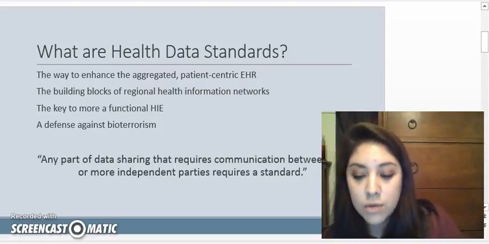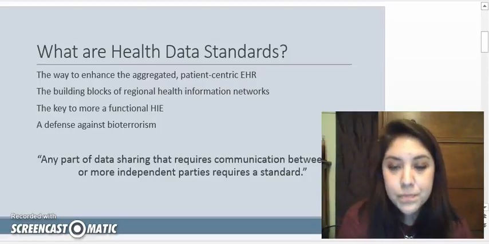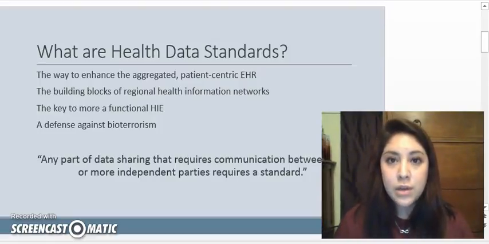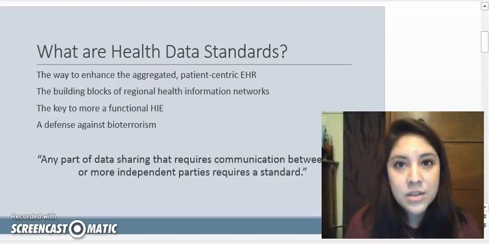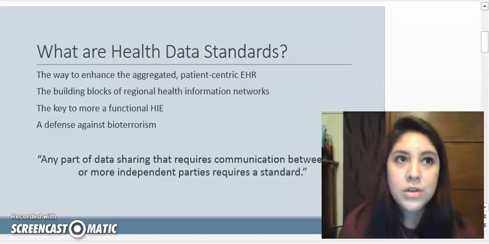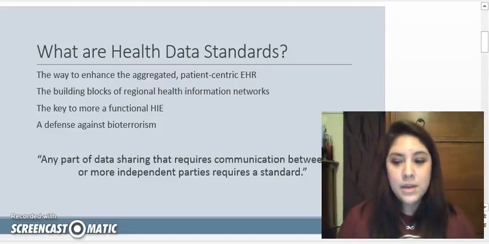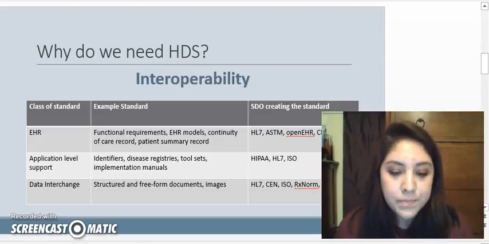Health data standards are a sort of language by which various systems are interpreted from one system to another, and they are the key to enhancing the current systems that are used in health, small and large. We use data standards every day, for example with a debit card and how it works at any machine or any store. It's the standard that allows that interoperability. We need health data standards for interoperability.